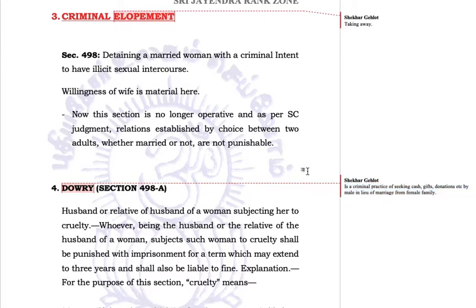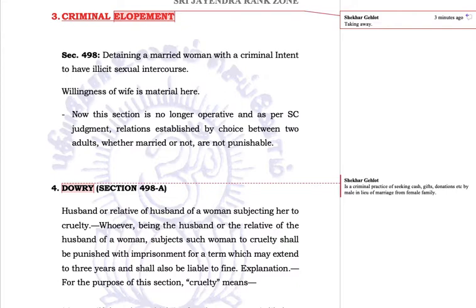What is dowry? Dowry is a criminal practice where the groom or the groom's family seeks cash, gifts, donations, land, etc. from the family of the bride in lieu of the marriage, saying we will complete the marriage only if some cash or gift or bike or car or a bed or whatever is gifted. This is the criminal practice followed in India, particularly in northern India, states like Punjab, Haryana, Uttar Pradesh, Madhya Pradesh, Rajasthan. Okay, in these places, this offense of dowry is rampant.